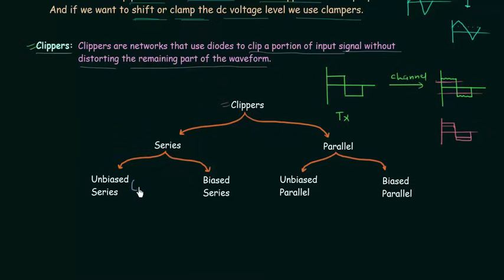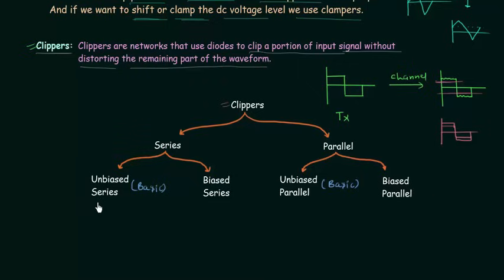Unbiased clippers are also called as basic clippers, and in case of biased clippers, there is additional DC source present in the clipper circuit, and in case of unbiased clippers, there is no additional DC source present in the circuit.